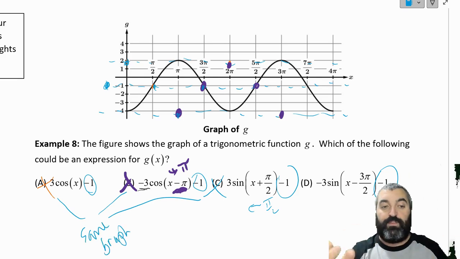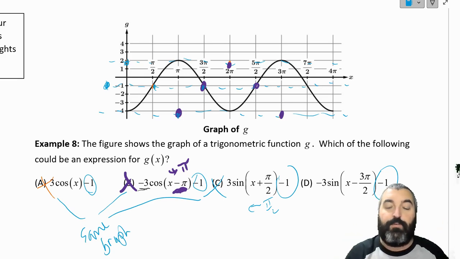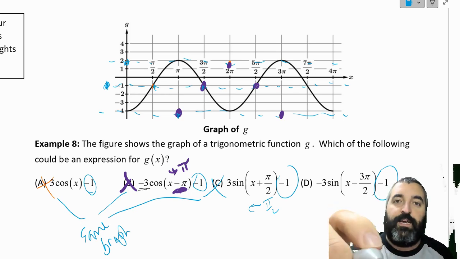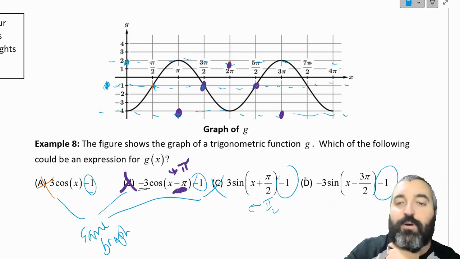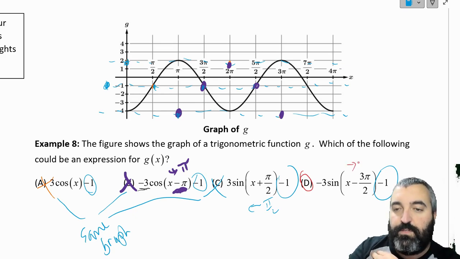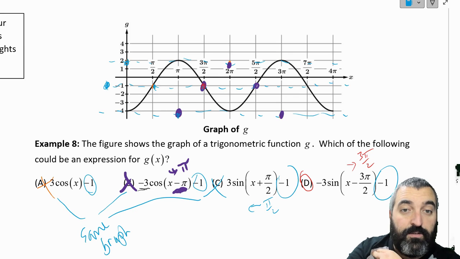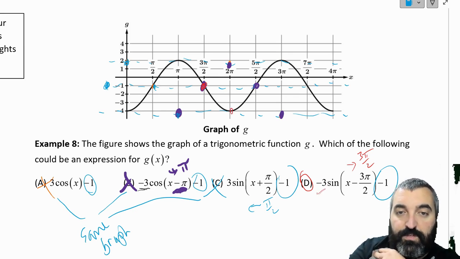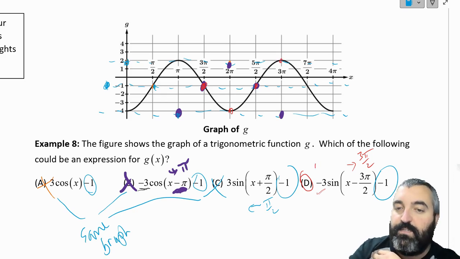That's what ends up happening with these phase shifts: it makes it so we can name the same graph an infinite amount of ways. In this case, it tells us that these are all the wrong answers, which hopefully means that this one is right, but let's double check. We're going to the right by 3 pi over 2. 3 pi over 2 is this tick mark right here. It's sine, so it starts in the middle. Good so far. And then it's negative, so it would go down first and then back up. So that is indeed the correct graph.